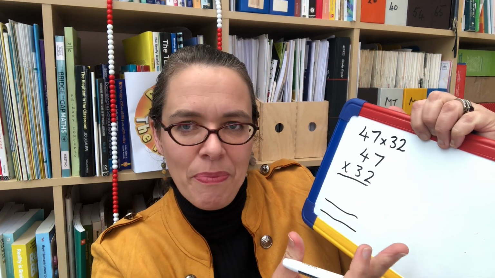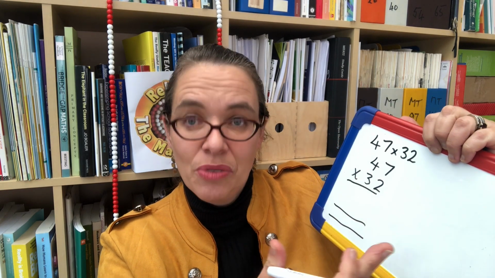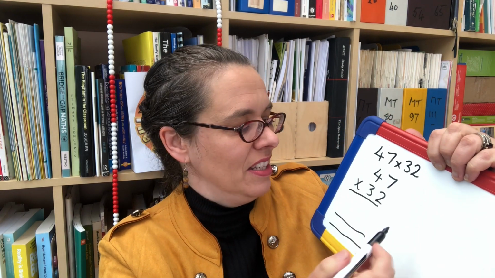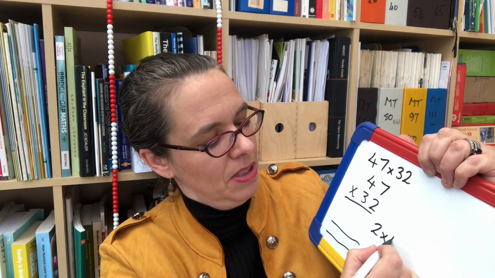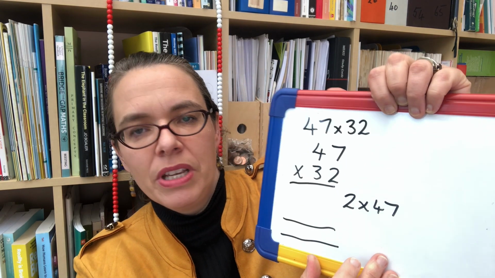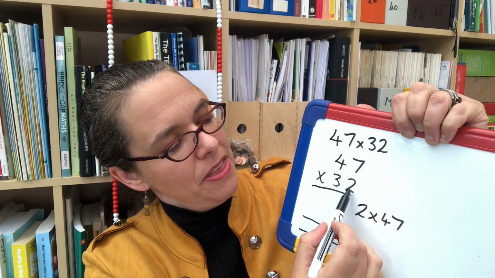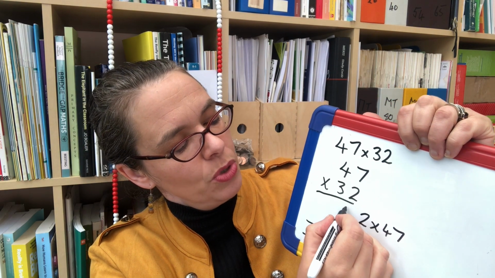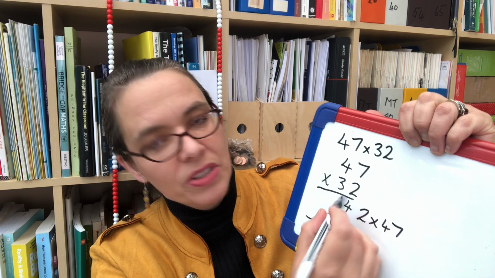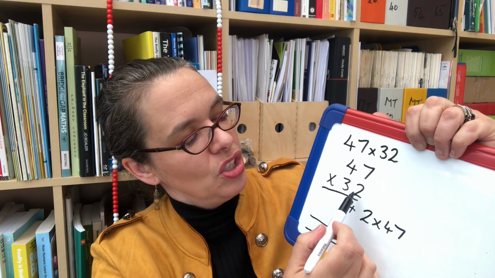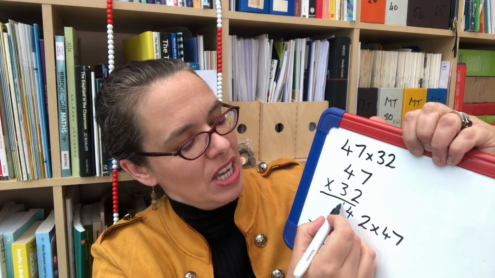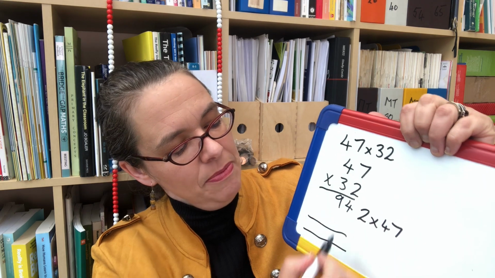So if they were being organised, and I do recommend this if you're using this method, they'd keep a note on what they're doing. So we're doing 2 times 47 here. We can just follow the short multiplication method. So 2 7s are 14, 4 down, 1 to carry. And 2 4s are 8, and we've got our 1, so that becomes 9.